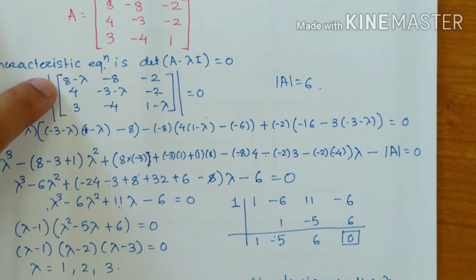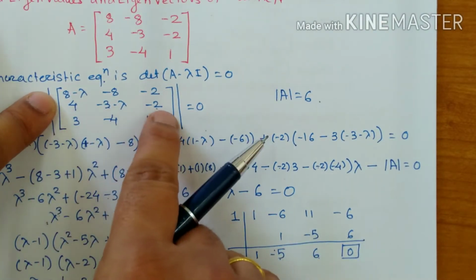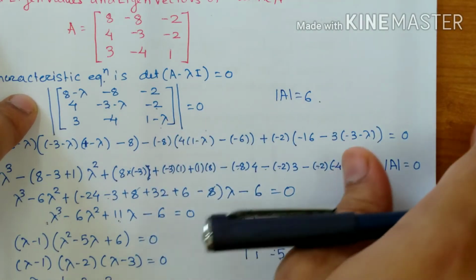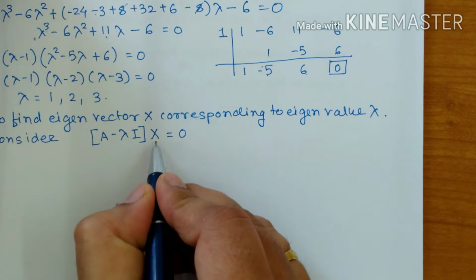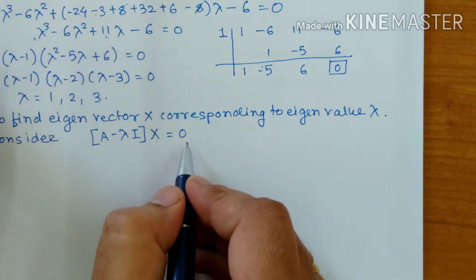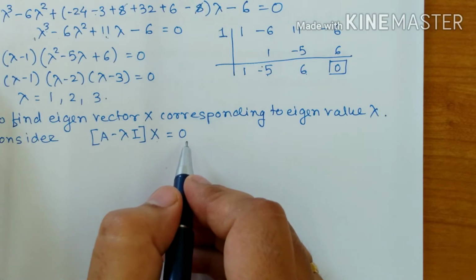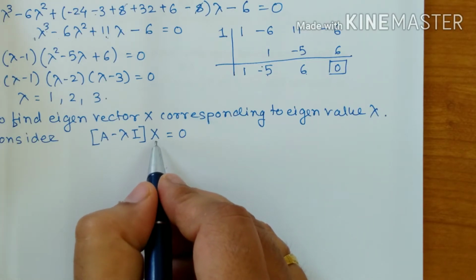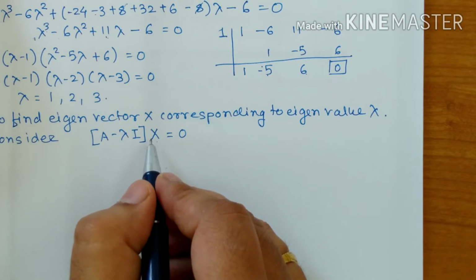We already calculated this matrix while getting this determinant. See, this is my A minus lambda I matrix and its determinant I am taking here. So we need the same matrix again, A minus lambda I into X, that is a matrix of unknowns, is equal to a 0 matrix. So this is a homogeneous system, and the solution of this homogeneous system, that is the values of this unknown matrix, is nothing but your respective eigenvector.